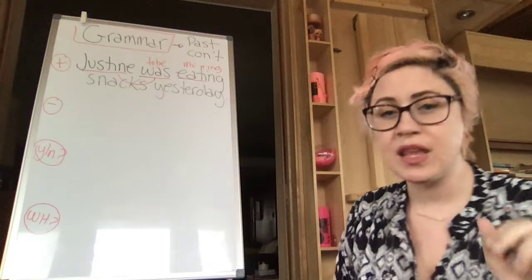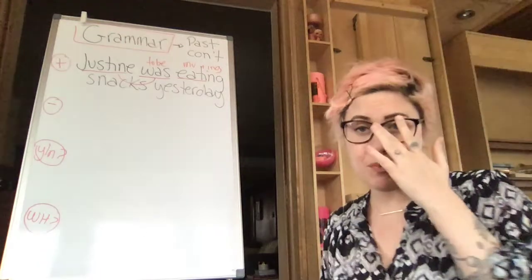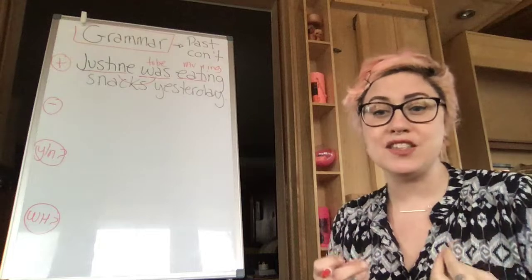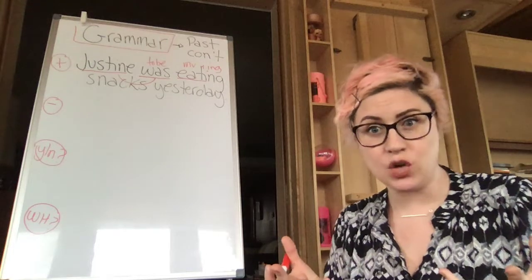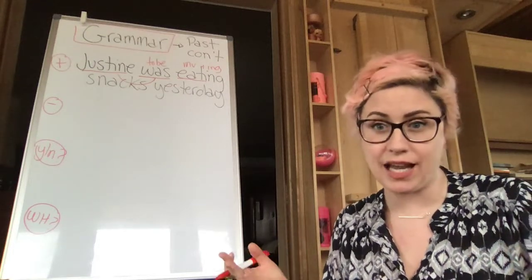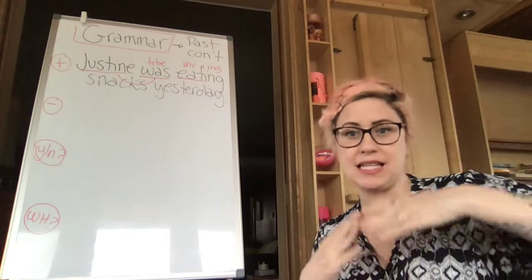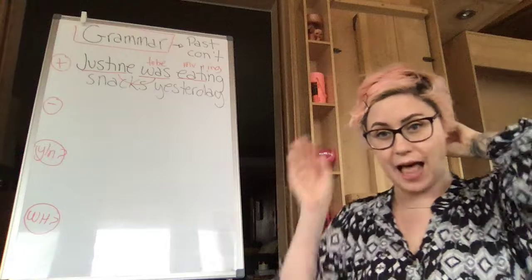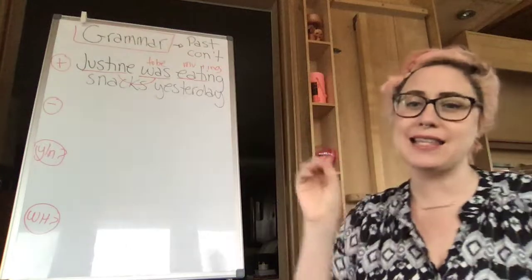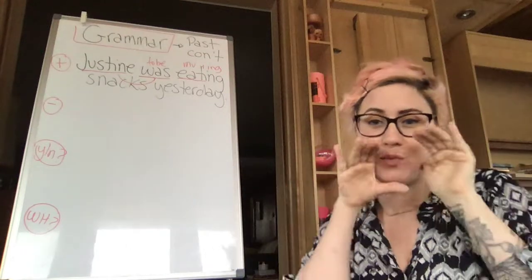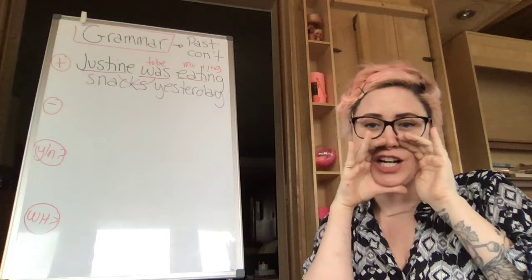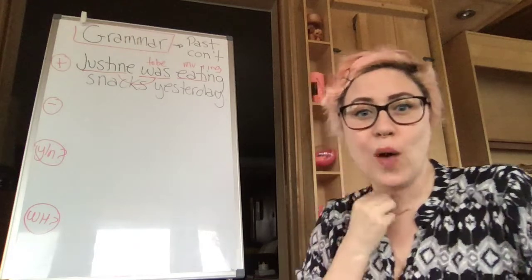Number two, the verb to be is the verb that tells us when this continuous action is happening. So is it happening in the present? Is it happening in the past? Is it happening in the future? Is it happening in the present perfect? We will do that later. So, when is it happening?